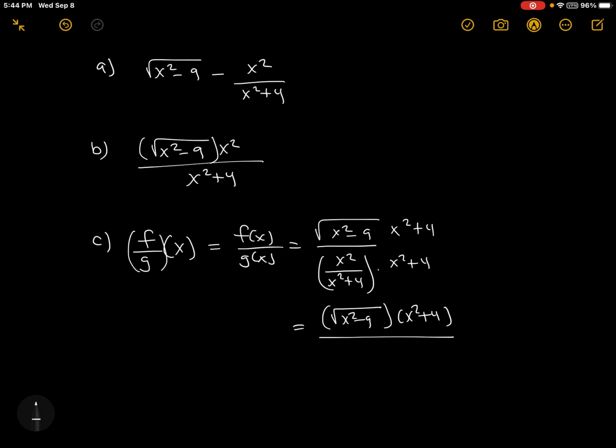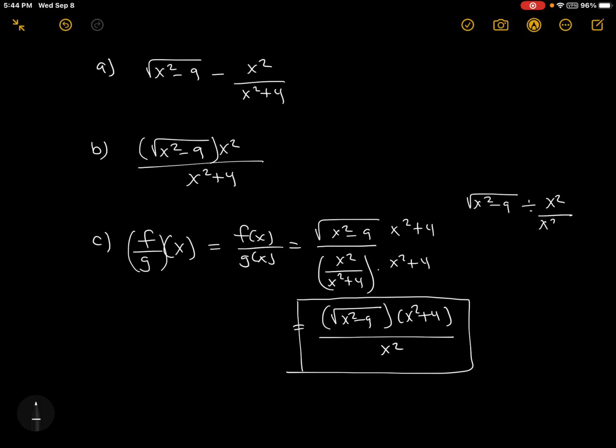Okay, so this one, the algebra might be a little bit tricky. If you don't want to use the LCD method, you could say the square root of x squared minus 9 divided by x squared over x squared plus 4, which means times the reciprocal, right? When you multiply by fractions, you'll get the same result. Alternatively, this is way 2, and this is way 1 when you divide a complex fraction. You'll get the same exact result.